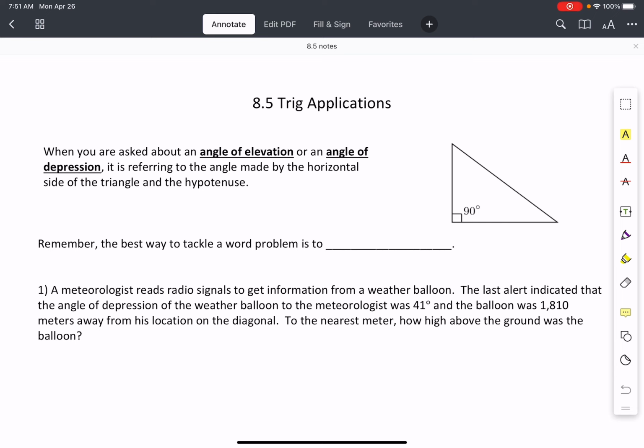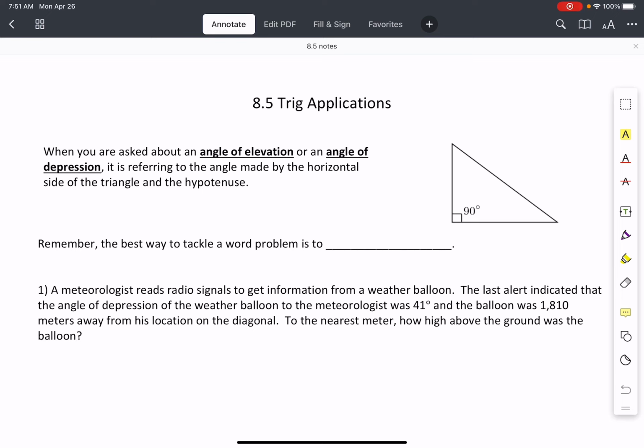Okay, so the one thing when we're drawing a picture is there are two different types of angles we're going to be talking about: the angle of elevation and the angle of depression. Either way, you start out with the horizontal side, and then the angle of elevation goes up, and the angle of depression goes down.